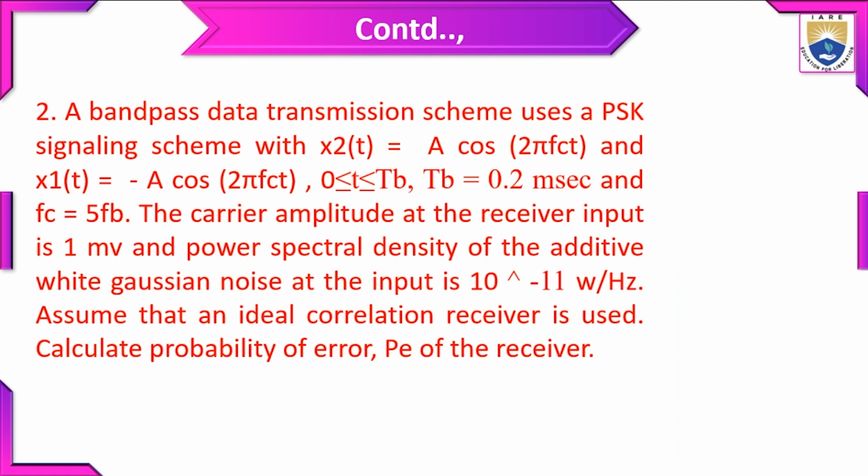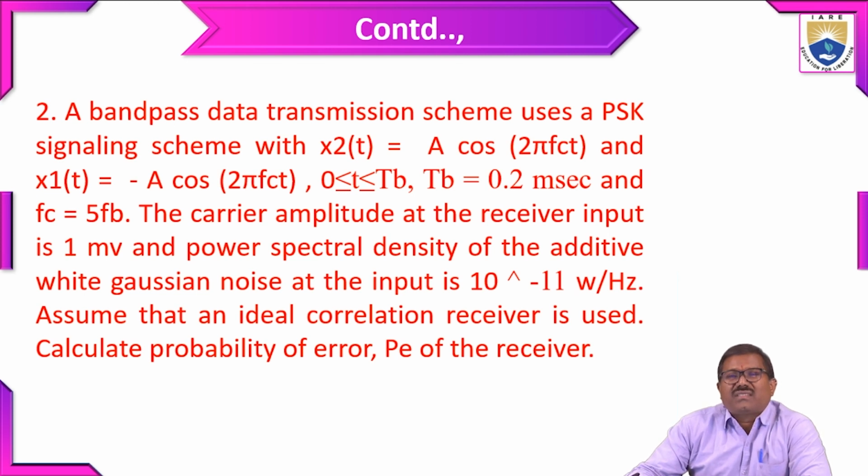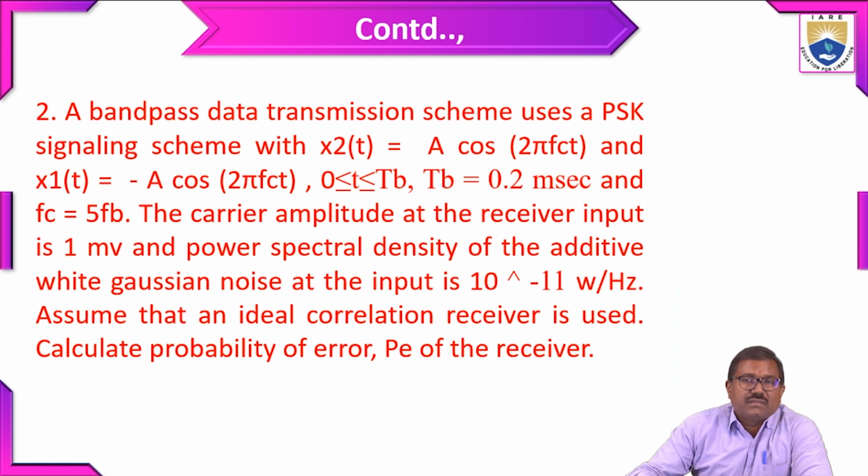The second problem is related to PSK, where we need to find the probability of error of the PSK system. The given noise spectral density is N0 by 2, along with the two signals x1 of t and x2 of t. Before solving this problem, we must know how PSK is represented. In PSK, symbol 1 and symbol 0 are represented with different phases, that means a 180 degree phase shift. So that is PSK.